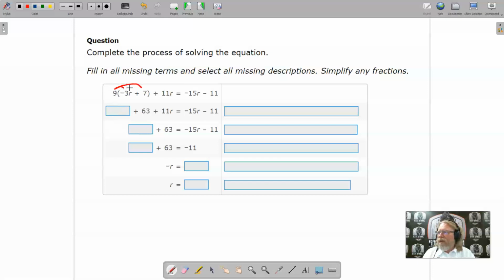Moving along, I'm going to have to do some distributive property, definitely, right here, right? Into there. And we can see the 9 times 7 to get the 63. So it's the 9 times negative 3. It's going to be negative 27, and we need the r, goes along with it. So we type in negative 27r, and this step right here is the distributive property.